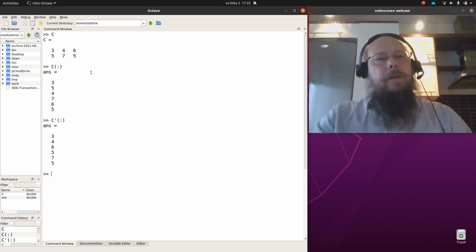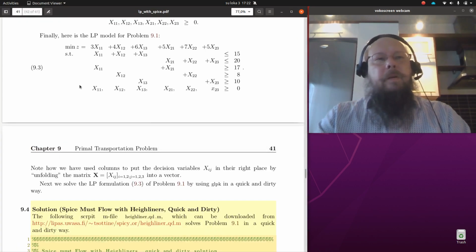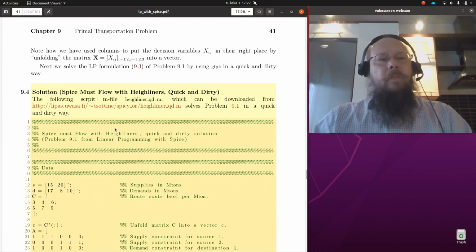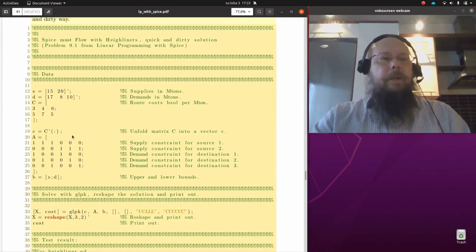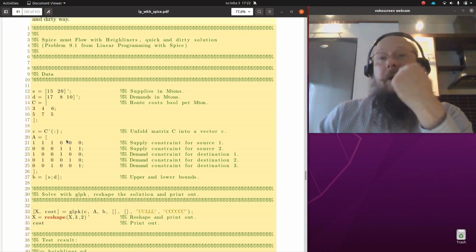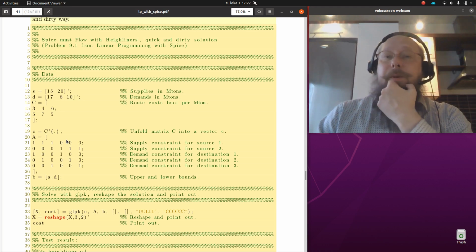So now it's 3, 4, 6, 5, 7, 5. This is precisely what we wanted. So that's what happened here. So this was rather simple because we had this very nice unfolding operator colon. So now this is actually the third use we had of colon.